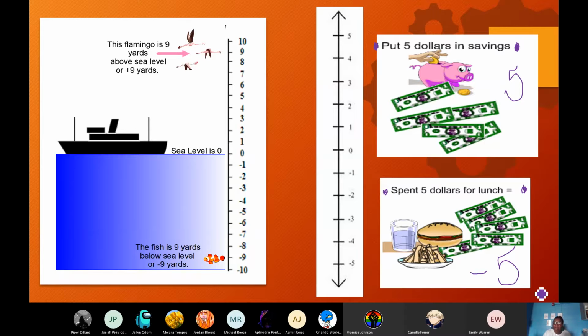Please take some time and write down both of these situations. Put $5 in savings, spent $5 for lunch, and I want you to write down beside each of those situations whether this represents a positive 5 integer or a negative 5 as an integer. Please take some time to finish writing that down now. Remember, you do not need to draw the pictures.